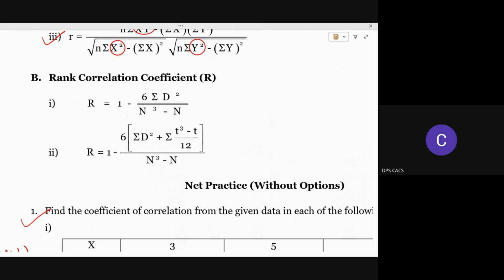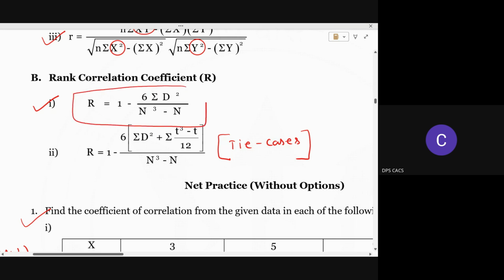Anyone who knows why there are 2 formula? When we have a tie case in the x column or y column, then we apply formula 2. So please write down tie case. Tie cases. When we have tie case in x or y column, then we go for formula 2. And when there are no tie cases, then we go for formula number 1. So, sir, what is a tie case? I'll come to that. Right now we are learning formula 1 when there is no tie case in the question. Okay. Learn the formula and then we'll apply it.